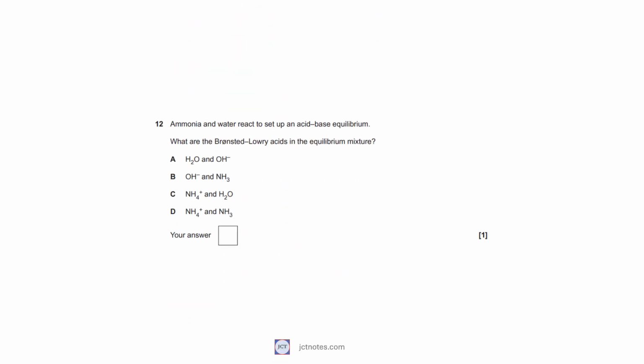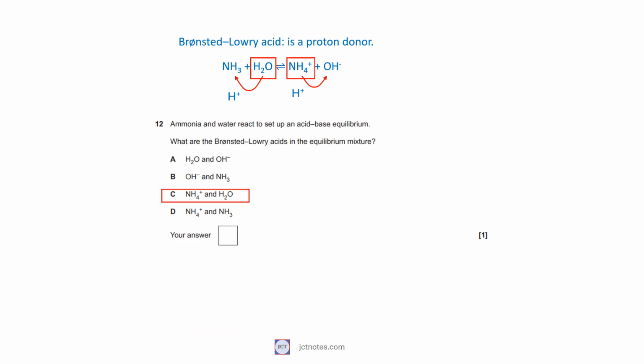In question 12, we are dealing with the ammonia and water acid-base equilibrium. We are asked what the Bronsted-Lowry acids in the equilibrium mixture are. A Bronsted-Lowry acid is a proton donor. The reaction of ammonia with water is shown. In this equilibrium we have two substances that donate protons. On the left-hand side, water donates protons to the ammonia. On the right-hand side, the ammonium ion, NH4+, donates protons to the hydroxide ion, OH-. So, the acids are the ammonium ion and water. Therefore, the answer is C.